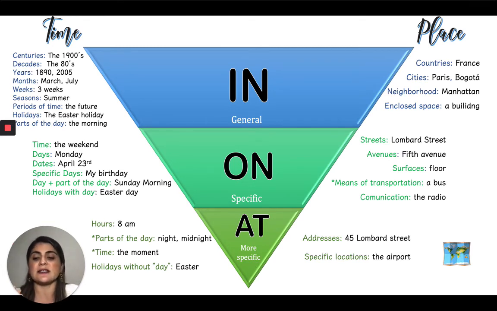So you say at 8 a.m. I wake up, at 10 p.m. I go to bed. And here we have parts of the day with this mark again, because you say in the morning, in the afternoon, but when you mention night, you say at night or at midnight. And when you want to talk about time and refer to the present moment, you say at the moment. So this is an exception too.